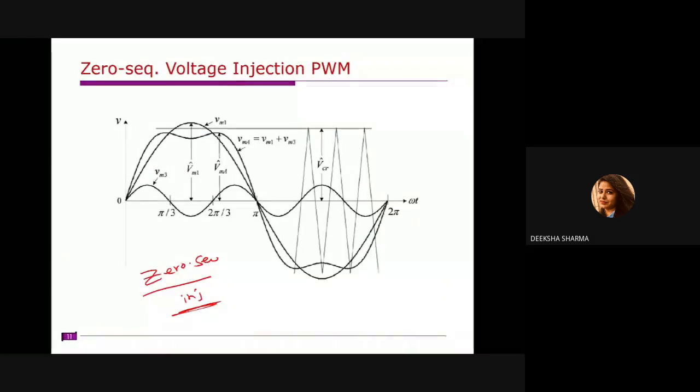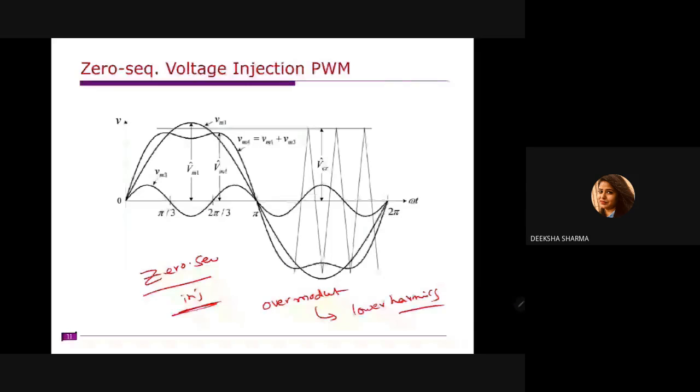So now the zero sequence injection PWM. The drawback with over modulation, what is the drawback? The output voltage is increased, but the drawback is lower order harmonics, because it is missing some intersecting points.